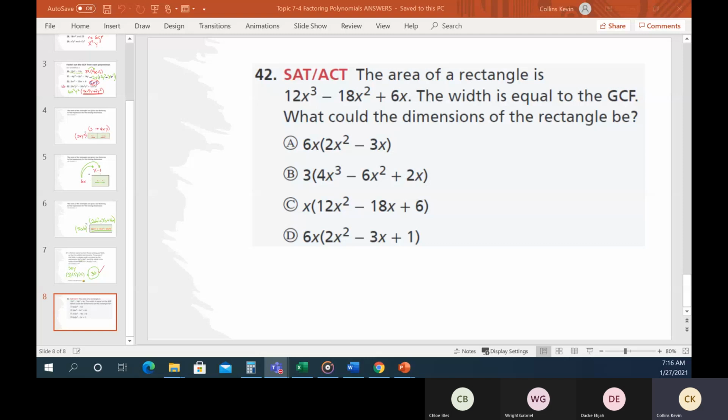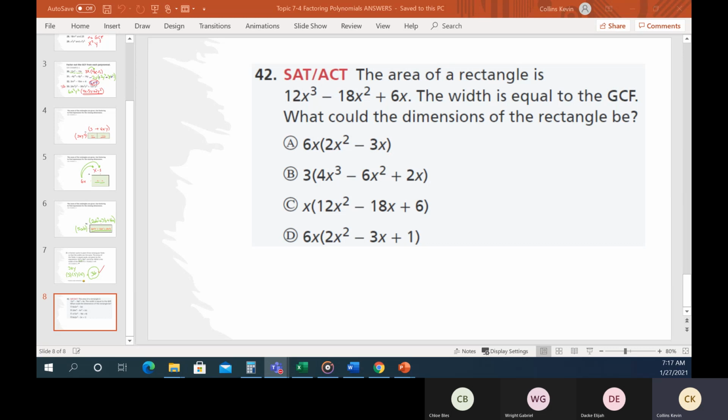So again, what we were doing was factoring out greatest common factors for this stuff. And that's all this question is here. It says the area of a rectangle is that expression. It says the width is equal to the GCF, which is the greatest common factor. And it says what could the dimensions of the rectangle be?